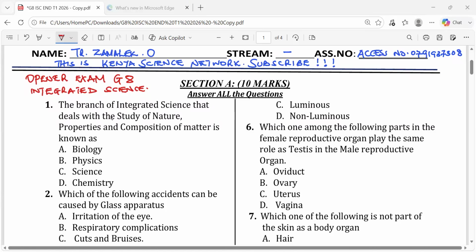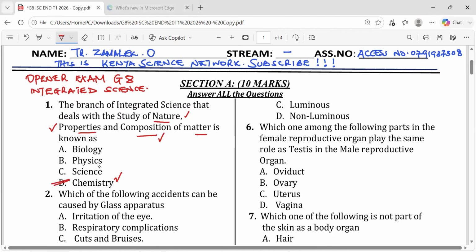Let's dive to section A, which is 10 marks. The branch of integrated science that deals with the study of nature, properties, and composition of matter is known as, so that is chemistry. Chemistry deals with the properties of matter, composition of matter, and even the nature of matter. Are you getting that? So the study of science that deals with the composition, properties, and even the structure, that is the nature of matter, that is referred to as what? Chemistry.